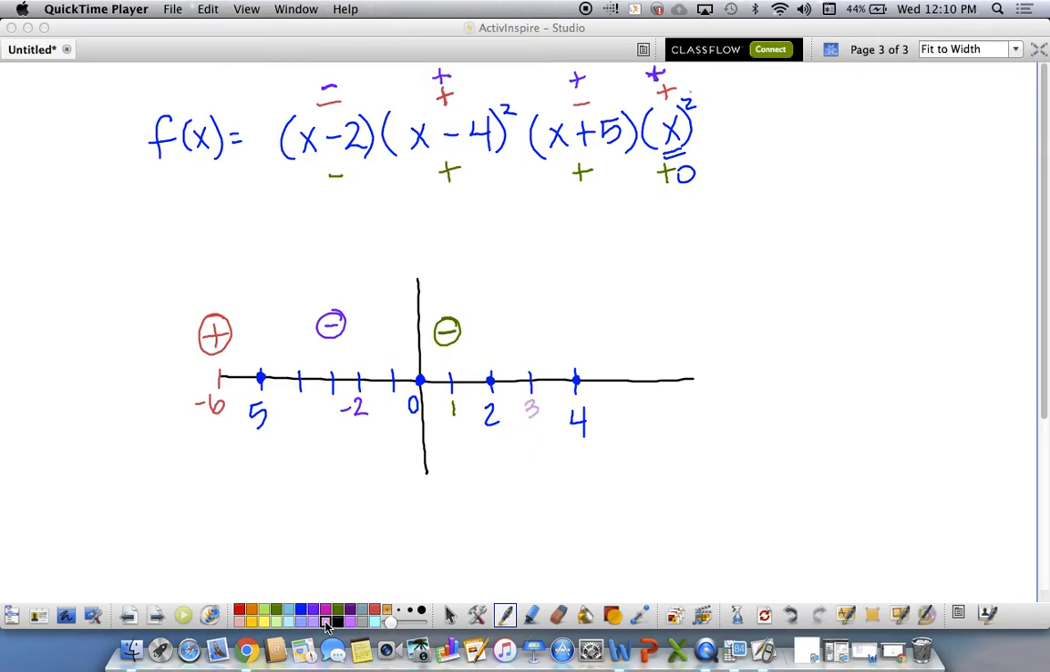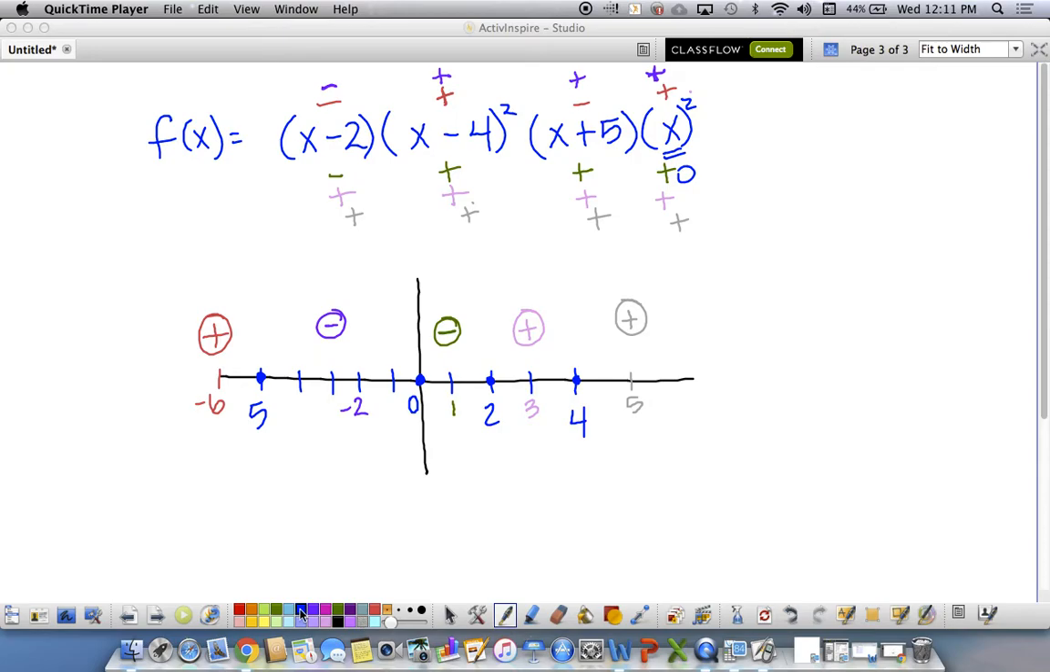So I'm going to keep going. 3. 3 minus 2, positive. 4 doesn't matter. It's going to be positive. 3 plus 5 is positive. 3 squared is positive. Everything is positive. And last but not least, I'm going to plug in a 5. 5 minus 2 is positive. 5 minus 4 doesn't matter. It's positive. 5 plus 5 is positive. 5 squared is positive. We've got a positive. I have 2 more that are the same.